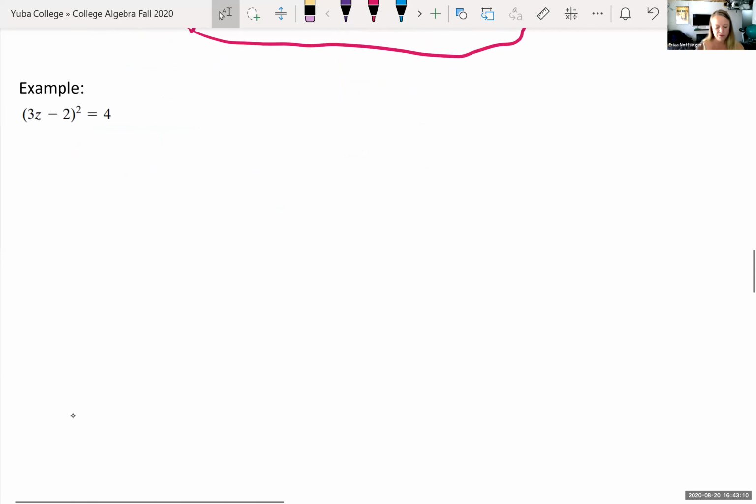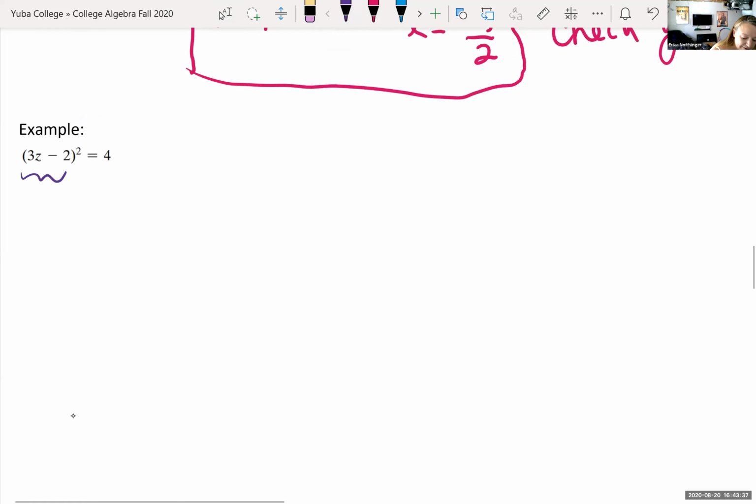if I was to solve this, (3z minus 2) quantity squared equals 4. If I was to do what I was just doing, I'd have to FOIL this out, I'd have to subtract 4, and then I would have to try to factor it. This on the left-hand side is a perfect square. Notice that the whole quantity on that left-hand side is squared.